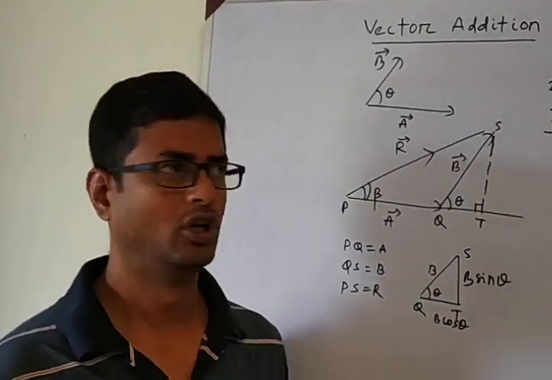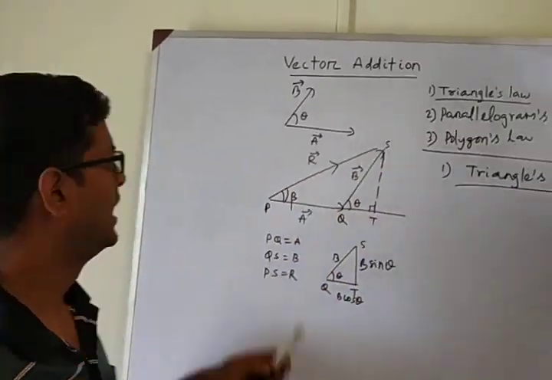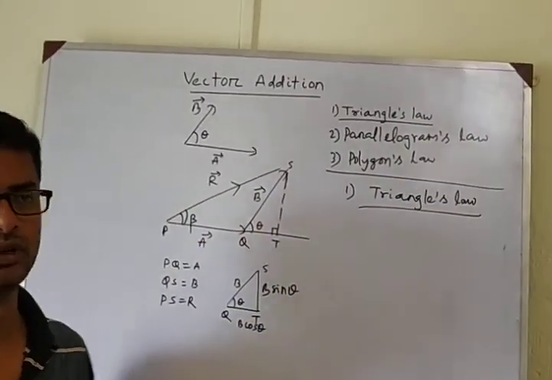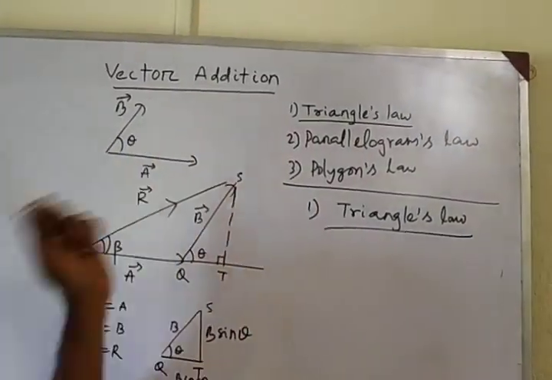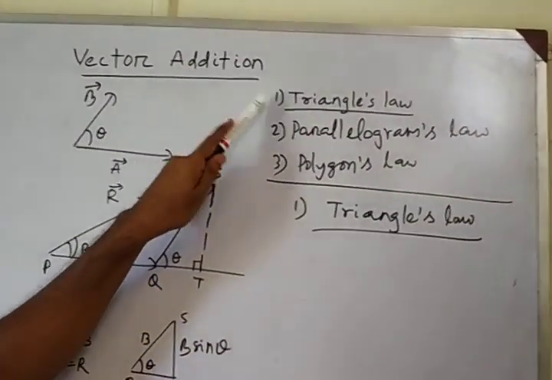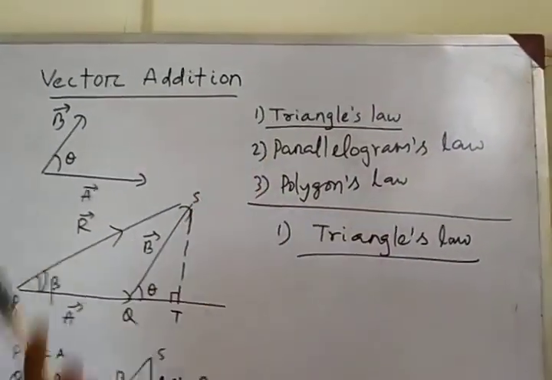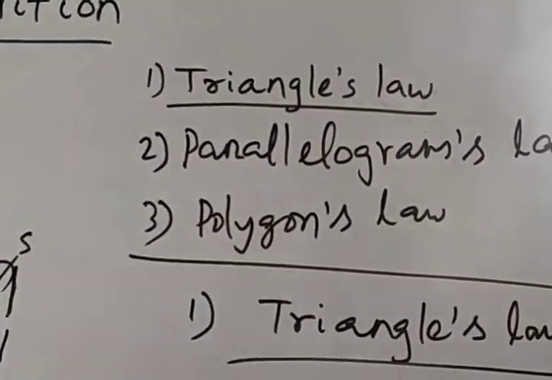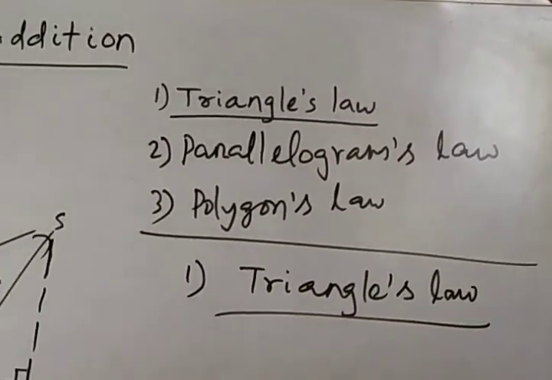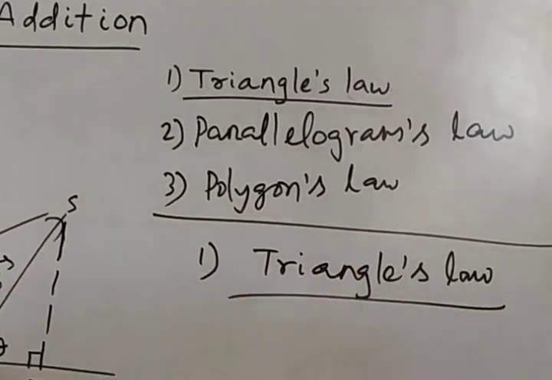Hi all, today I am going to discuss the addition of two vectors. While we are adding two vectors, we have to follow one of these rules. There are three rules. The first law is the triangle law, the second is the parallelogram law, and the third is the polygon law. Now I am going to discuss the triangle law.